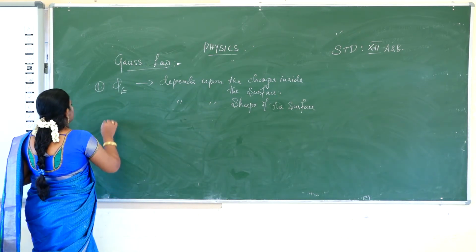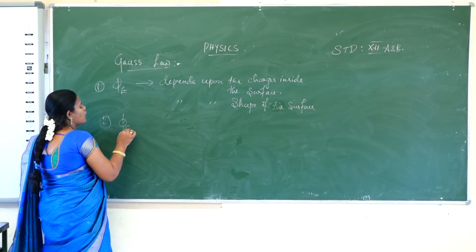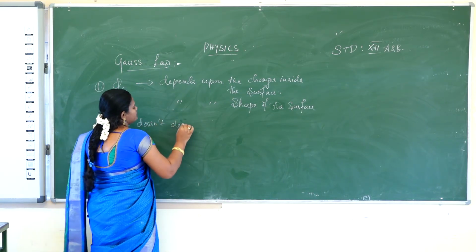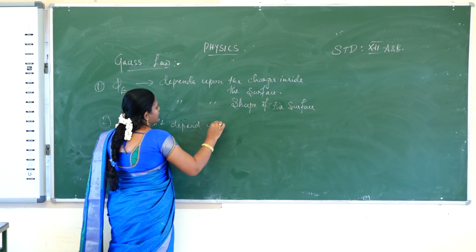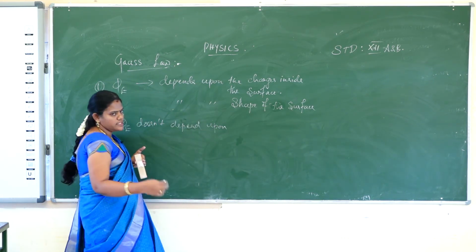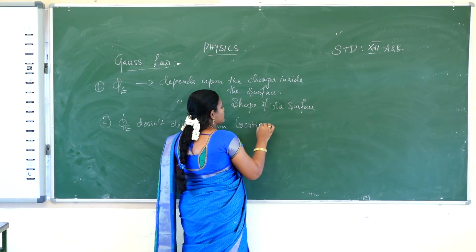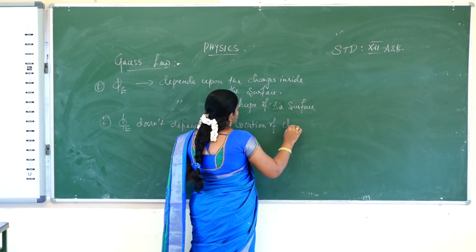And then the second one: the electric flux doesn't depend upon the location of the charges inside the surface. Suppose the charges are inside, we have said it depends on them, but it does not depend on where exactly they are located.